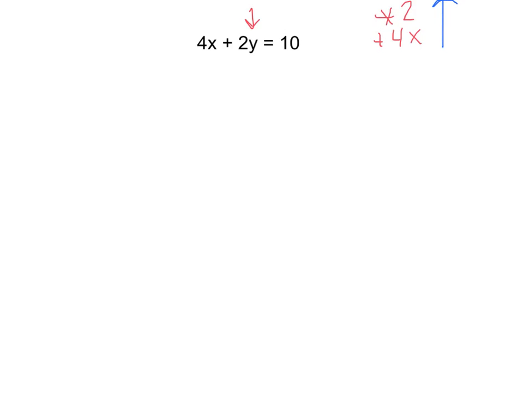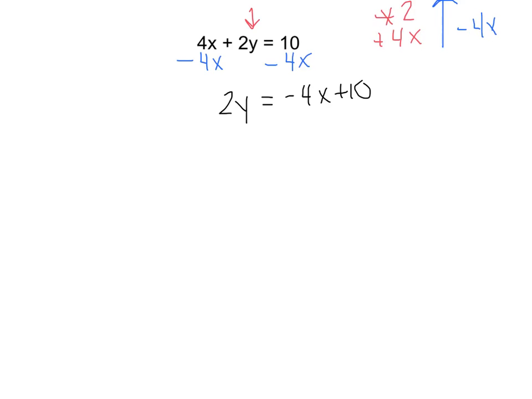The opposite of adding 4x to both sides is subtracting 4x. So we're going to subtract 4x from both sides. Since 10 and negative 4x are not like terms, we're left with 2y equals negative 4x plus 10. We can't simplify 10 and negative 4x to anything else other than negative 4x plus 10.